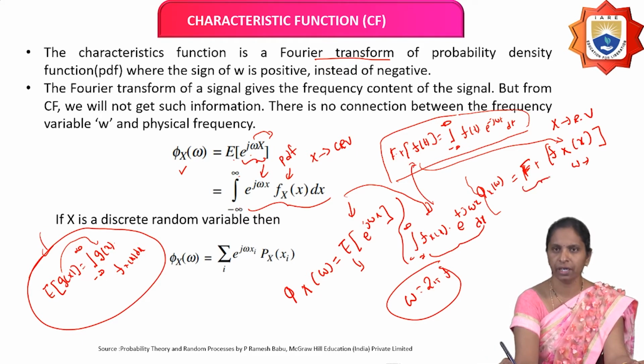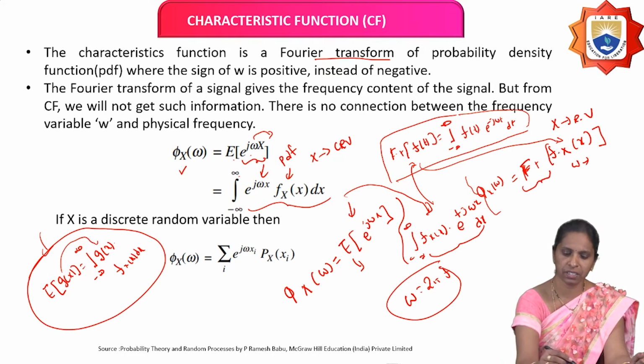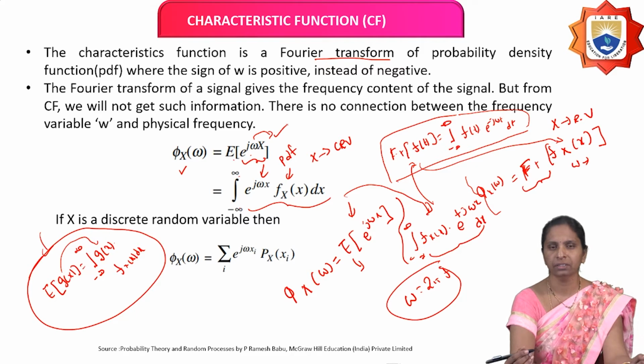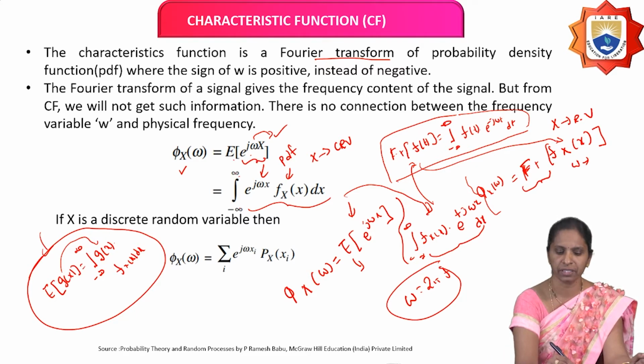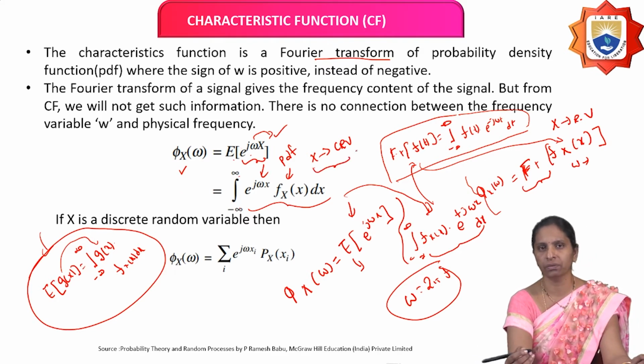Therefore, you can define the characteristic function as the Fourier transform of the probability density function, where the omega sign is reversed. And the second definition is nothing but the statistical average: the expectation of e power j omega x is called the characteristic function. So this is the case where you have taken the continuous random variable.